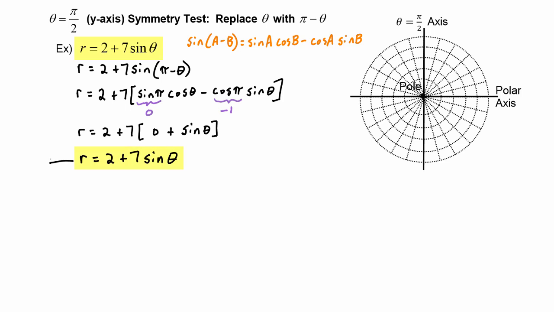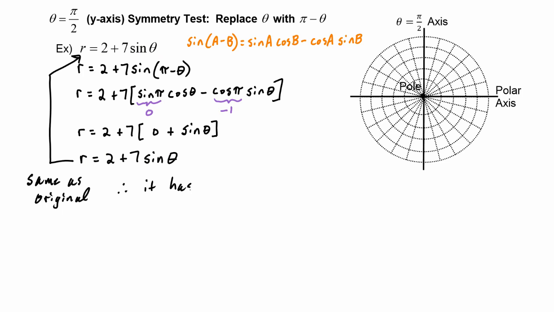which is exactly what we started with. So since it's the same as the original, therefore it has theta equals pi over 2 symmetry.